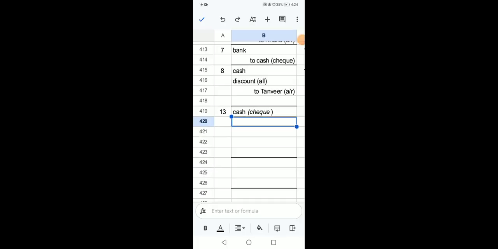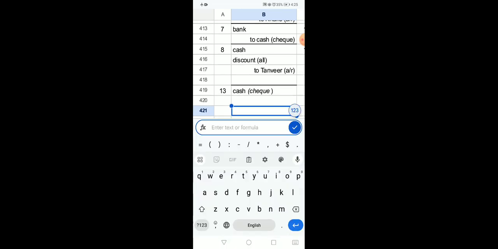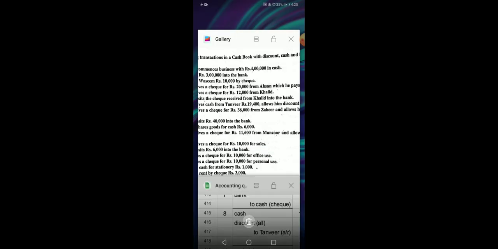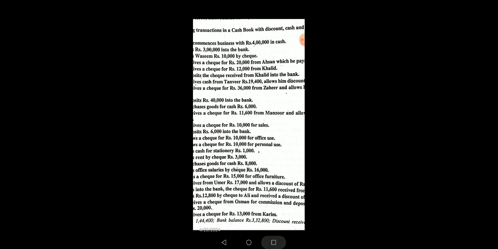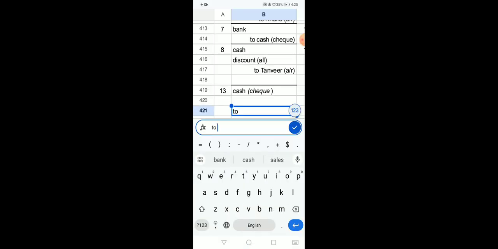Entry number 13, the person is Zahir. Who is Zahir? Zahir was your account receivable. What word am I using? Was. Zahir was your account receivable. As you have received cash in the shape of check from him, he is no more account receivable, no more your asset. A decrease in asset should be credited. So you are mentioning your account receivable Zahir on the credit side. Here you are writing the name of Zahir, who is your account receivable, on the credit side.